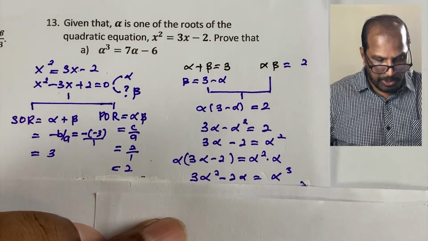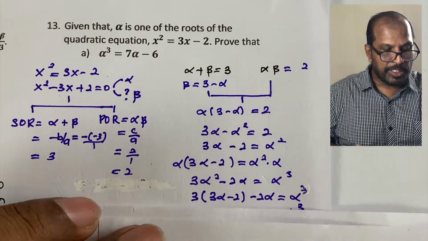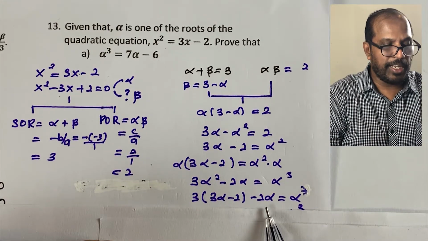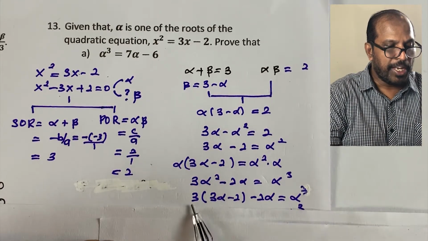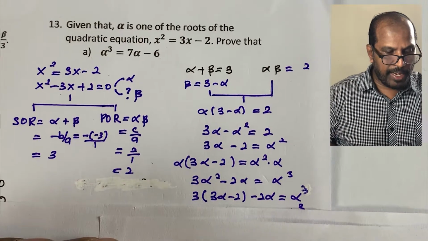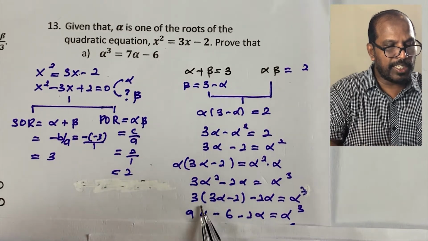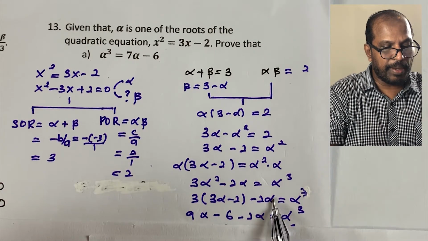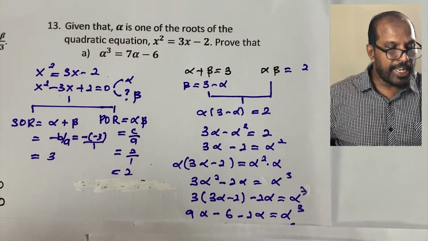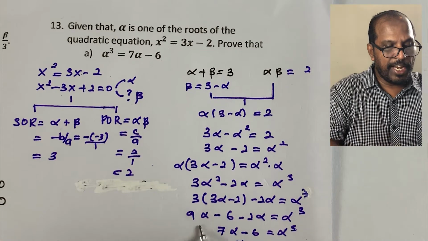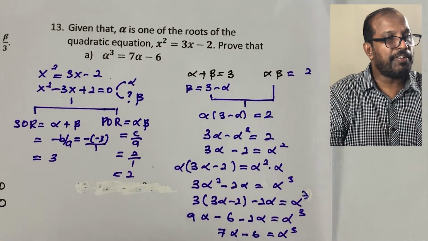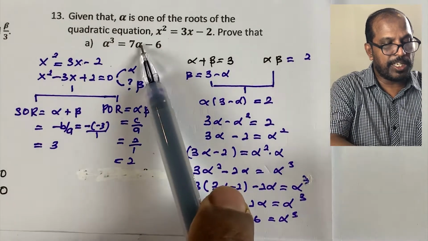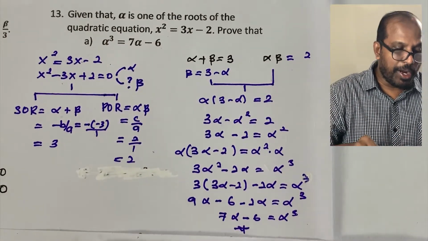So what I'm going to do now is substitute the alpha square with 3 alpha minus 2, and minus 2 alpha equals alpha cube. Now we need to expand these. When I expand, 3 times 3 alpha gives 9 alpha, and 3 times negative 2 is negative 6, minus 2 alpha equals alpha cube. Then simplify: 9 alpha minus 2 alpha equals 7 alpha. Then I got minus 6 equals alpha cube, which is equivalent to what they required.